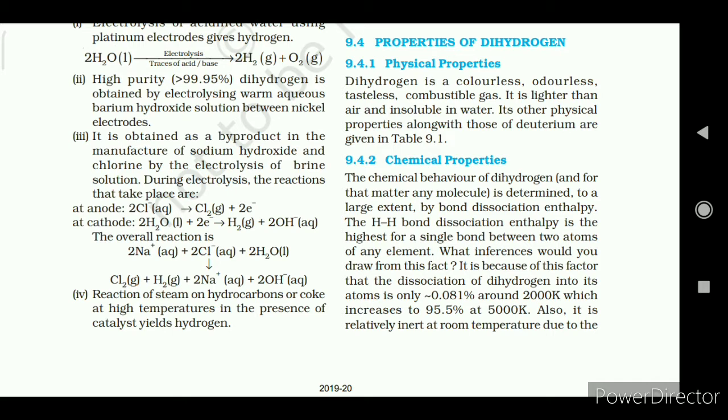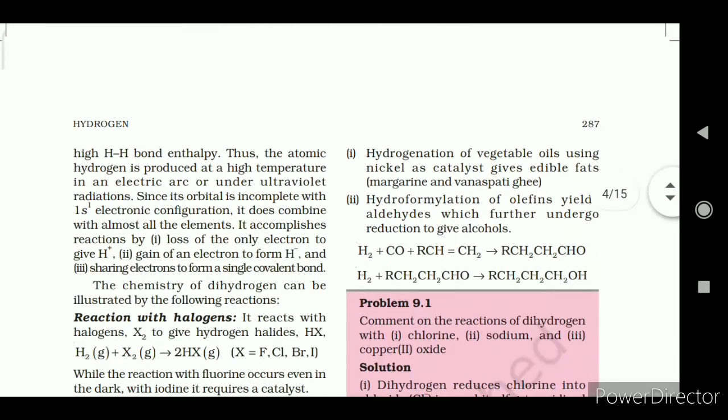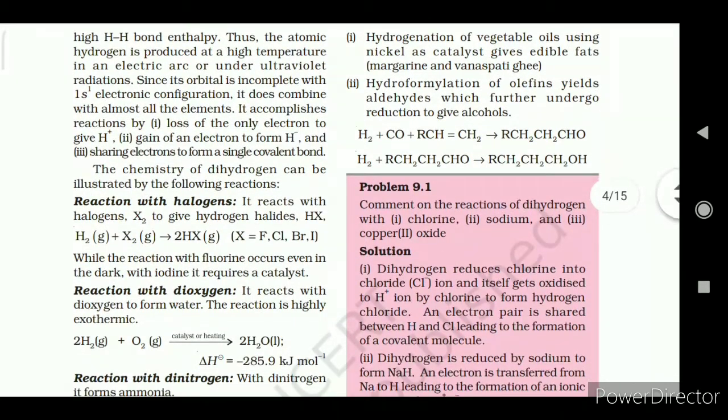It is because of this factor that the dissociation of dihydrogen into its atoms is only small, due to the high H-H bond enthalpy. Thus, the atomic hydrogen is produced at a high temperature in an electric arc or under ultraviolet radiations. Since its orbital is incomplete with 1s1 electronic configuration, it does combine with almost all the elements. It accomplishes reactions by loss of the only electron to give H+, gain of an electron to form H-, and sharing of electrons to form a single covalent bond. The chemistry of dihydrogen can be illustrated by the following reactions.